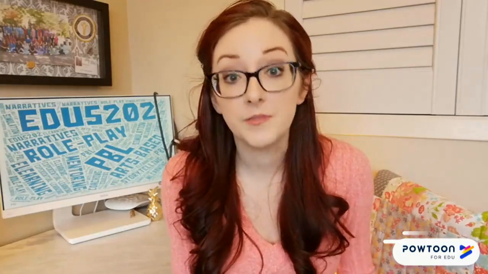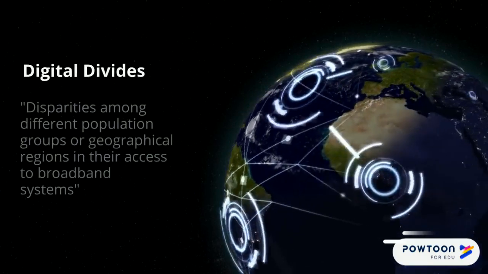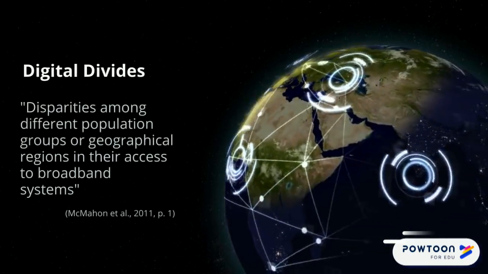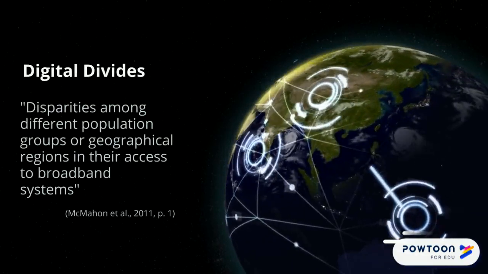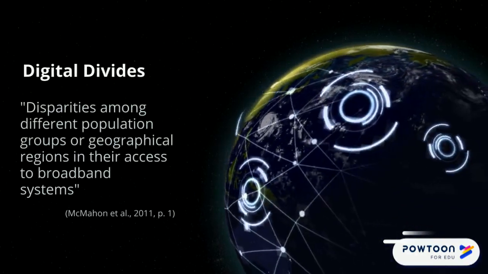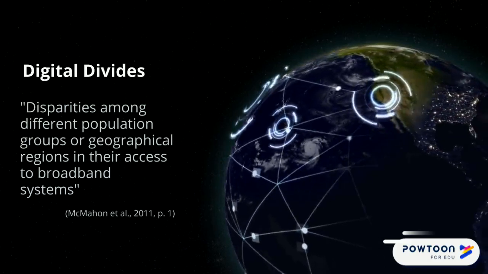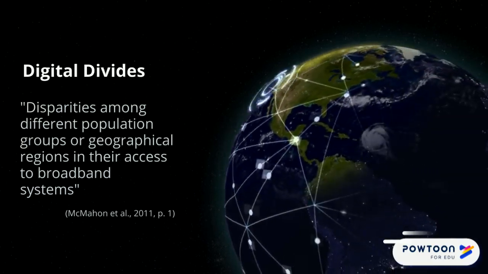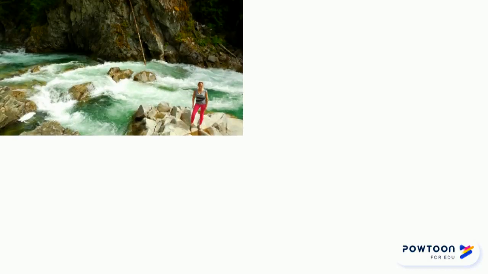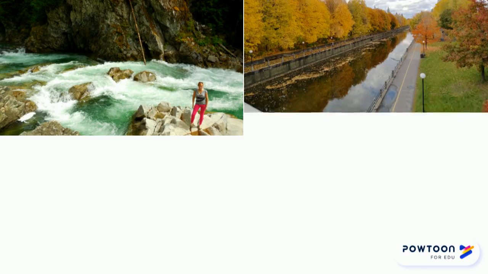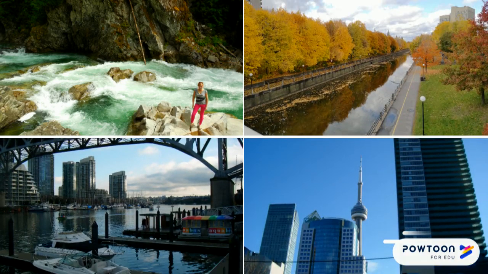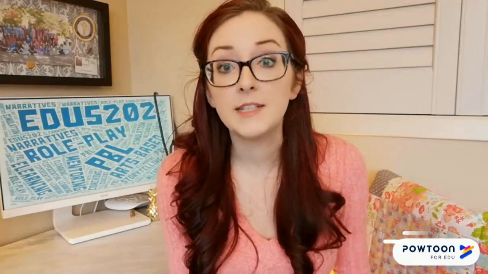And this brings us to digital divides. Digital divides are defined as disparities among different population groups or geographical regions in their access to broadband systems. This can include geographical location, culture, language, social class, income, educational level, and even age. So for example, rural and remote communities often don't have the same options for internet as we do in more urban places like Ottawa, Toronto, or Vancouver, for example. They may not have strong or reliable enough internet connection for synchronous e-learning activities. In these cases, asynchronous learning activities may be more appropriate.